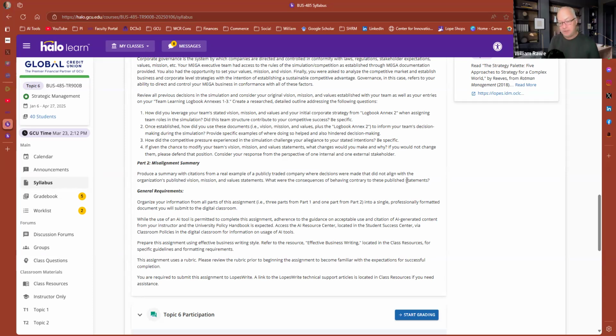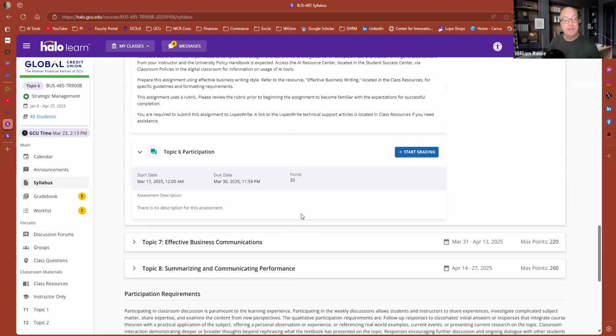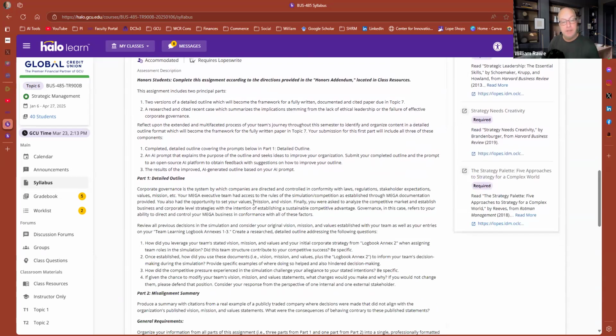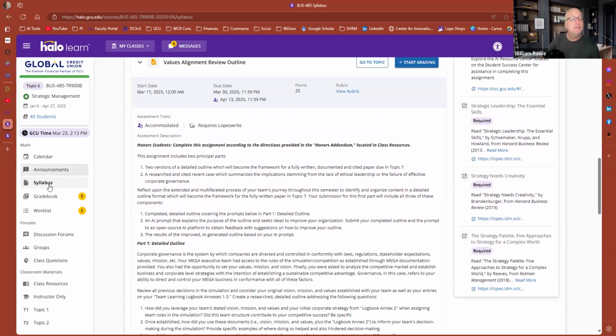So do your research. Again, find a publicly traded company that did not follow their vision, mission, and values, and what consequences did that have? Again, if you want to look at a particular government agency, I will permit you to do that, but you must follow the same parameters here, okay? All right. So that's basic guidance on that. It's 25 points, but you will need to turn it in, and you will use this for the next assignment.